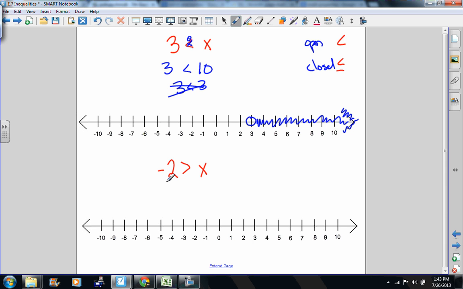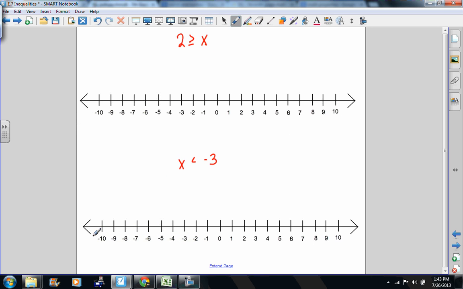Same idea down here. We're going to make our circle at -2. It's an open circle because there's no line underneath it. And the question is, which are bigger, the x's or the -2's? In this case, the -2 is bigger, so that makes the x's smaller. So we're going to shade to the left.